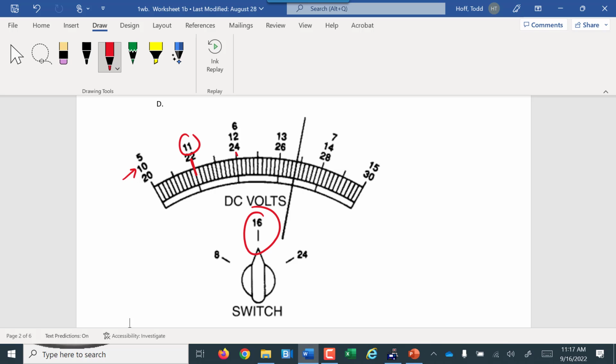This is 11 and 12. There are 10 spaces between them. So that is 1 volt divided by 10. Each space is 0.1 volt. So this is 13, 0.1, 0.2, 0.3, 0.4 volts.